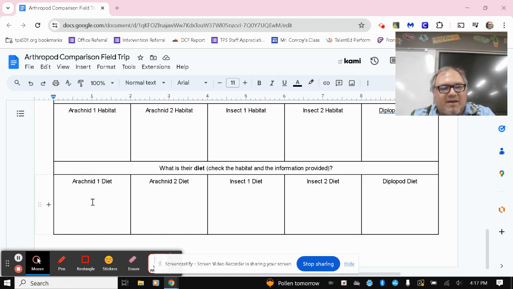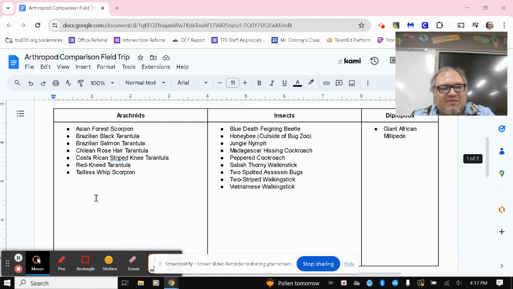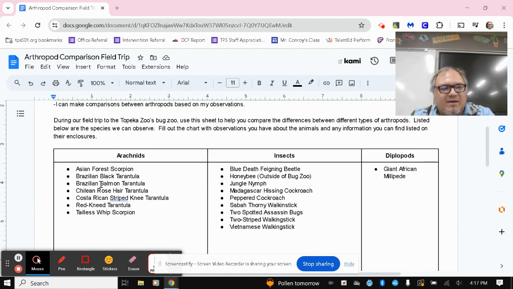So, with all of that in mind, you should be able to put together the information that you're looking for. And I hope this gives you some insight into the differences between different arthropods.